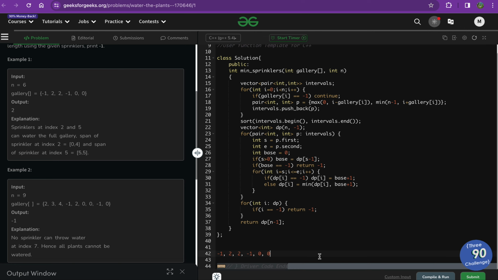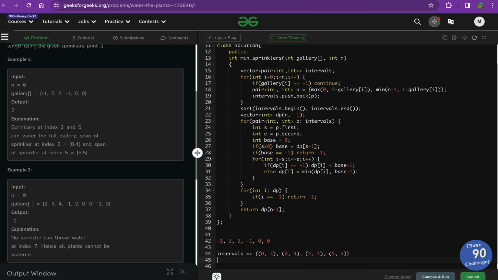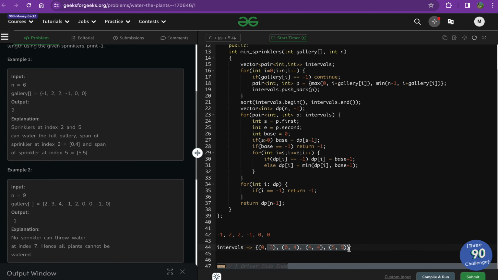What will be the intervals? Let's skip -1. For this element 2, the interval is 0 till 3. Next interval will be 0 till 4. Next, we skip this -1. Next interval is 4, 4. Next is 5, 5. Now if we sort them, what do we get? These are in sorted order only.